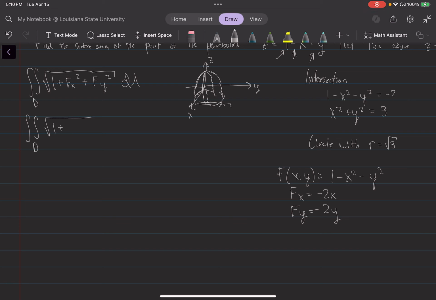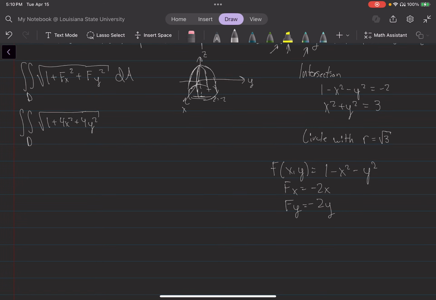So f sub x is -2x. -2x squared is positive 4x squared. Same thing for y with that symmetry. And from here we could factor out a 4, and the reason for that is because we're going to be converting into a polar system. Or sorry, I'm getting ahead of myself.